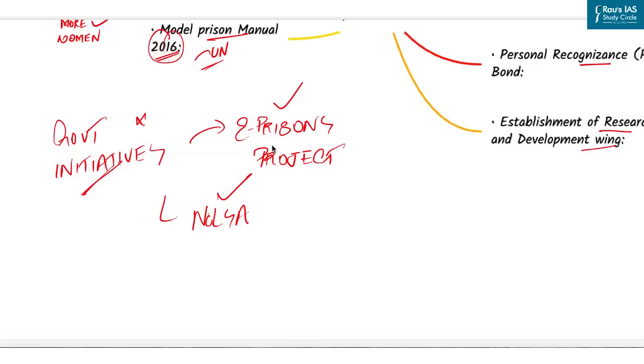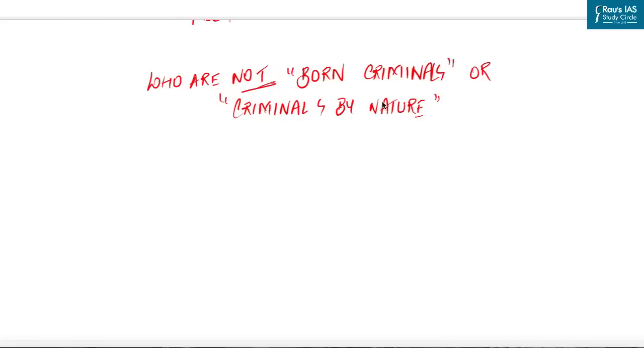So for this, the approach toward prison reforms should be to rehabilitate and reform the inmates rather than being reactive, to avoid subjecting people to unnecessary trauma and confinement. And for this, the state must make sure that prisons serve as a pathway for those who are not born criminals or criminals by nature to reintegrate into society.